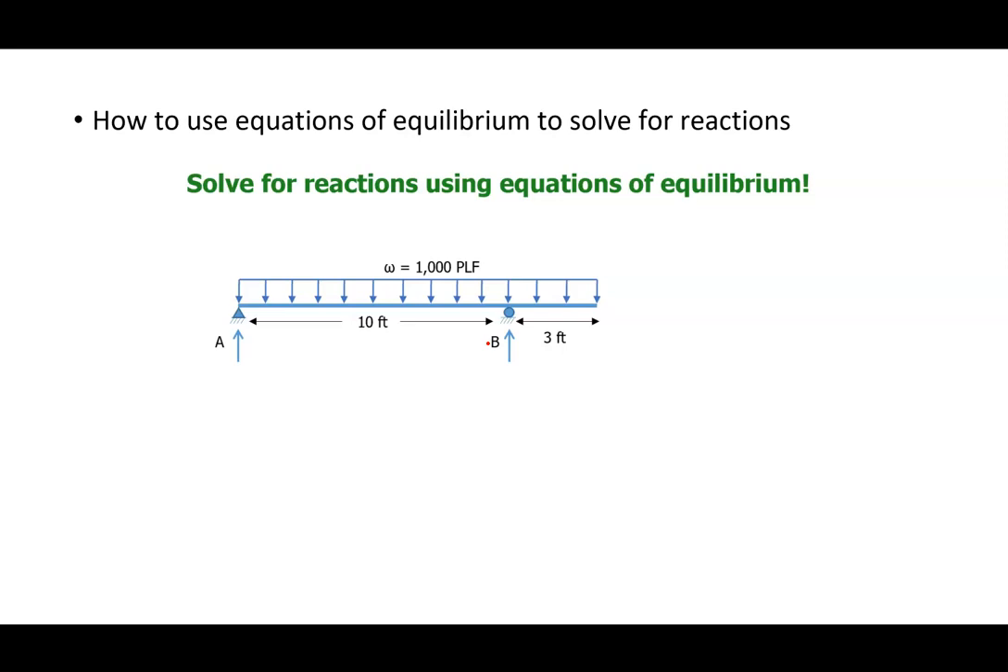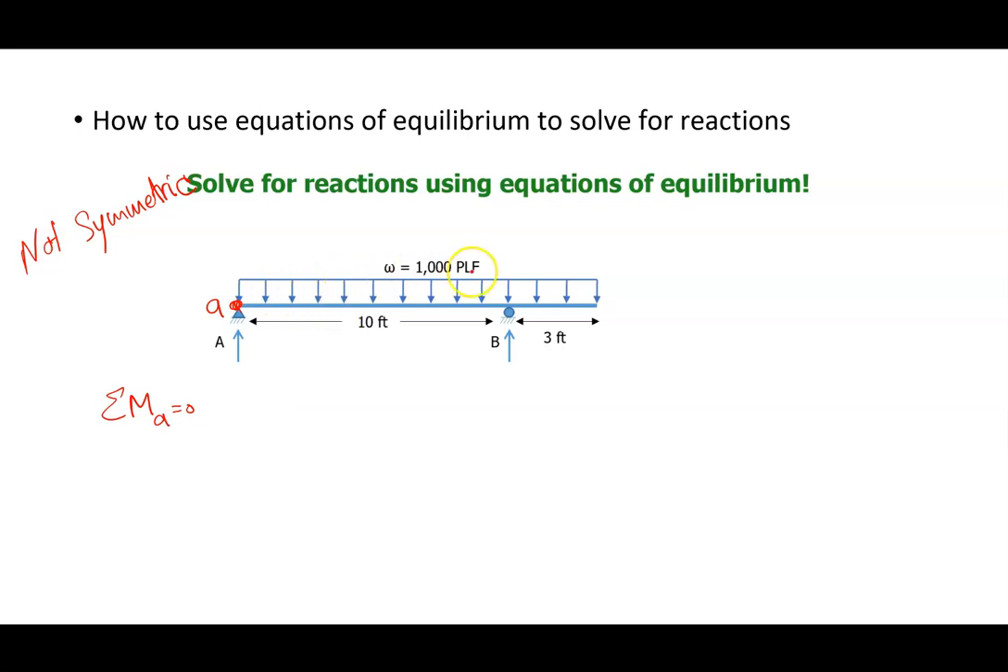This is another example that we went over during our class. And again, another example of how to use equations of equilibrium to solve for reactions. So here, the system that we have is not symmetric. And we need to use equations of equilibrium. And we need to use sigma M around point A is equal to 0. This is point A.